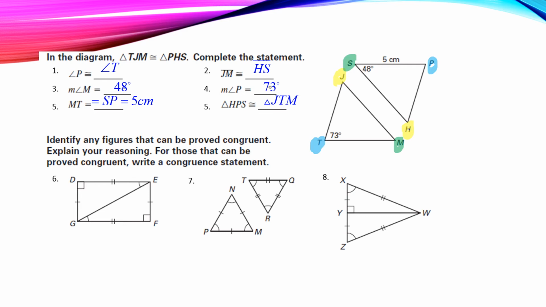Okay. Identify any figures that can be proved congruent. Explain your reasoning. For those that can be proved congruent, write a congruent statement. So, any figures. I think, obviously, these two triangles can be proved congruent in all 3 of these questions. So, if you want to do that, you can say, you know, our little theorem here, the third angles theorem.